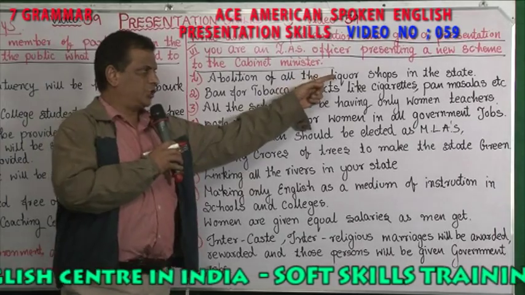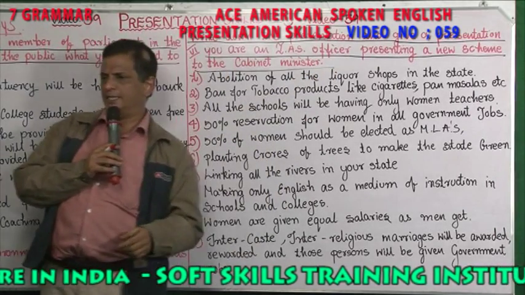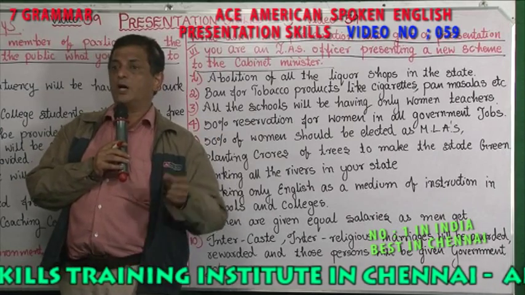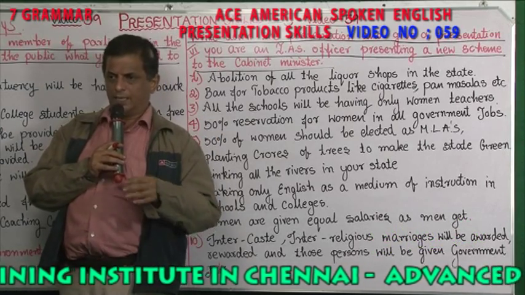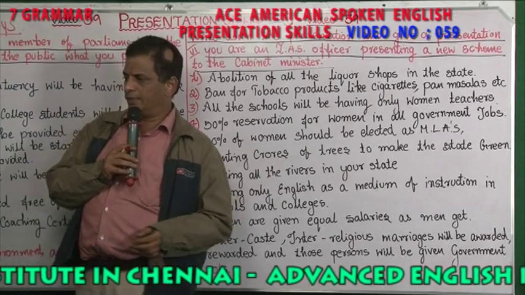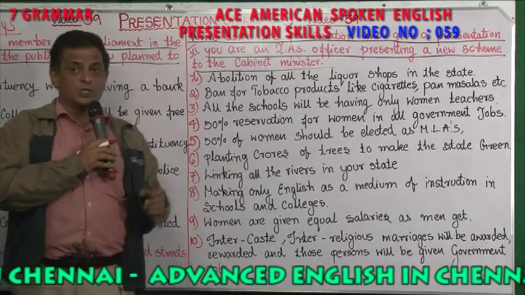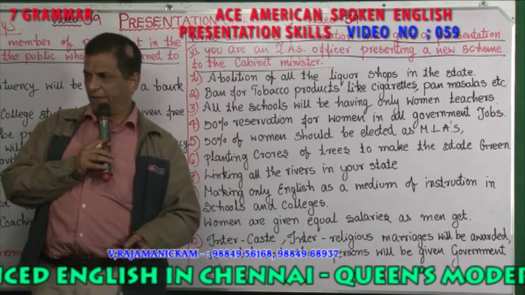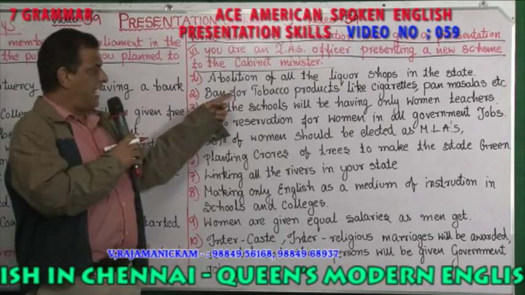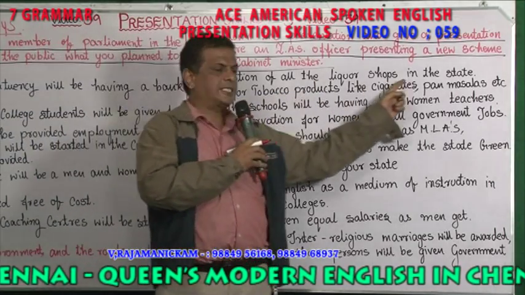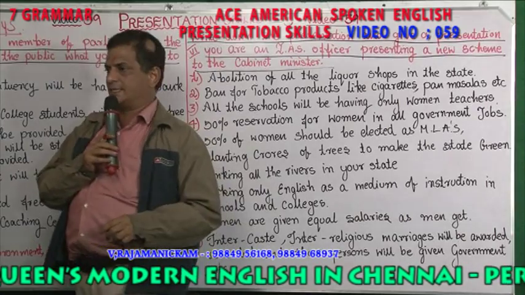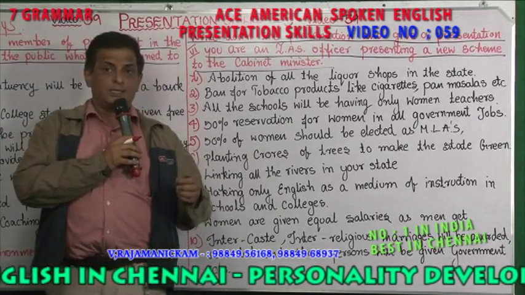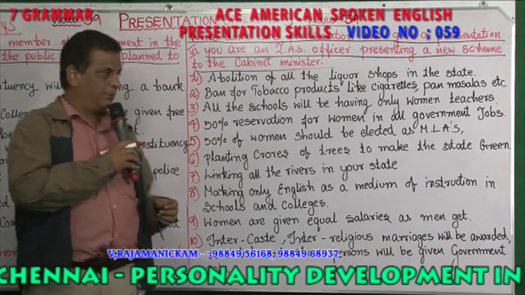Abolition of all the liquor shops in the state. In Tamil Nadu, it is Tasmac, isn't it? So you as an IAS officer, you are telling the minister how we should abolish all the liquor shops in the state. Liquor shops are the main reason which creates a lot of problems in the family, right? Next, ban on tobacco products like cigarettes, pan masalas. Youngsters are getting spoiled because of tobacco, so cigarettes and pan masalas will be abolished.